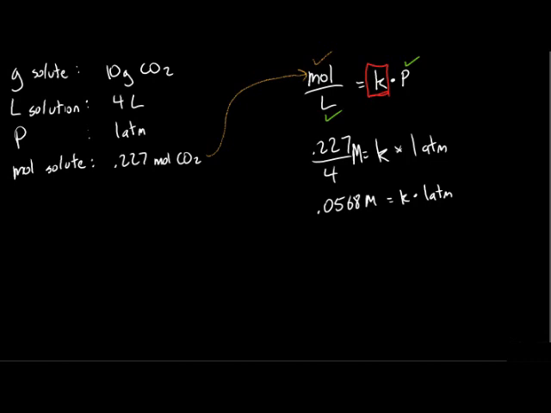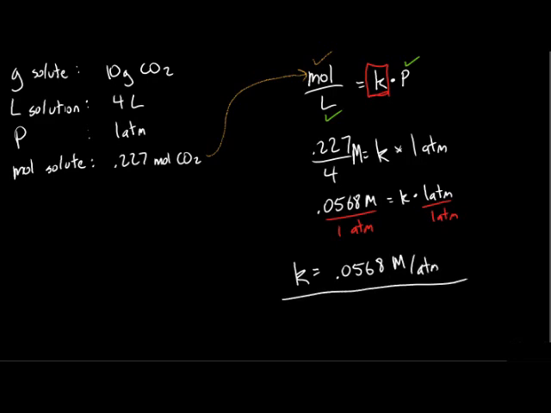Then divide both sides by 1 ATM. So our final answer for the Henry's law constant is that K is equal to 0.0568 molarity per ATM. We will now use this Henry's law constant for the next part of the question.